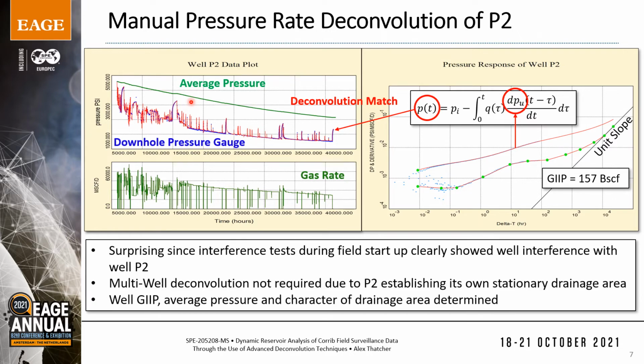Now, these were surprising results, since interference tests during field startup clearly showed well interference between Corrib wells, and therefore we would have to use complicated multi-well deconvolution. However, we clearly have an excellent match on 40,000 hours of pressure data using single well deconvolution. Therefore, we concluded that multi-well deconvolution was not required due to reservoir architecture, geology, and offtake strategy of Corrib, allowing P2 to establish its own stationary drainage area. Using this deconvolution approach over a sequence of PBUs quickly gave us precise insights into well PI, average pressure, and character of drainage area.